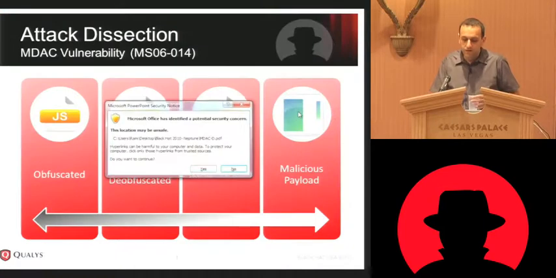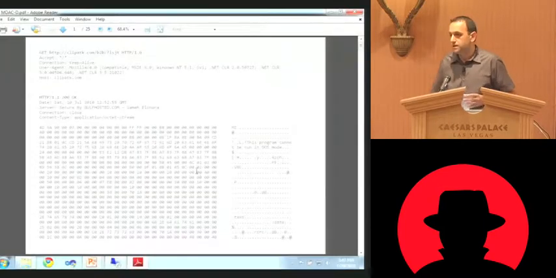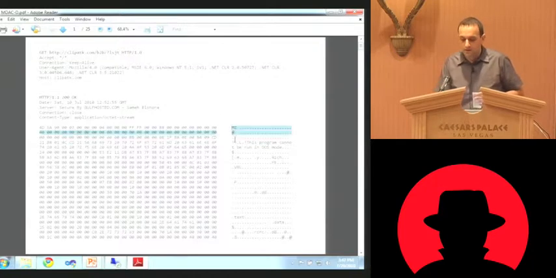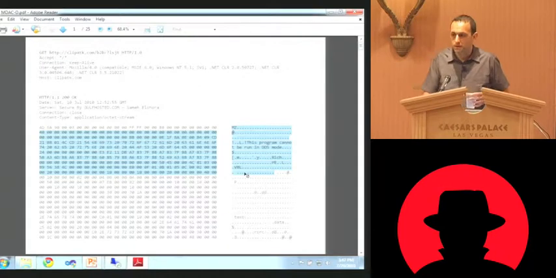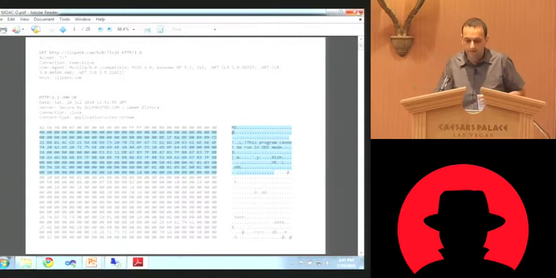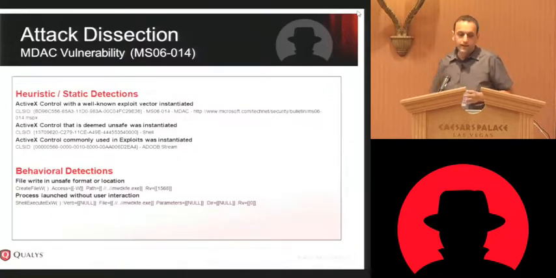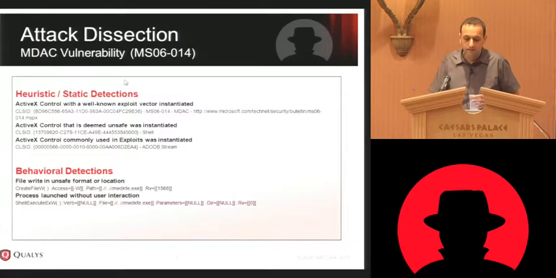And lastly, I want to show you the malicious download because we also hooked the network layer. I know I didn't talk about that. But here's the actual executable that got pulled down as part of that ADODB stream, and it actually launches. So based on all of that, you'll see the following heuristic and static detections. It's telling us there's an ActiveX control with a well-known exploit vector loaded. No kidding, MDAC.